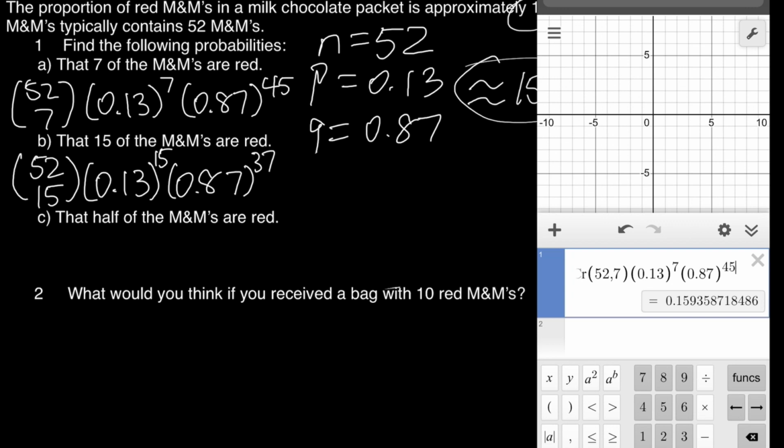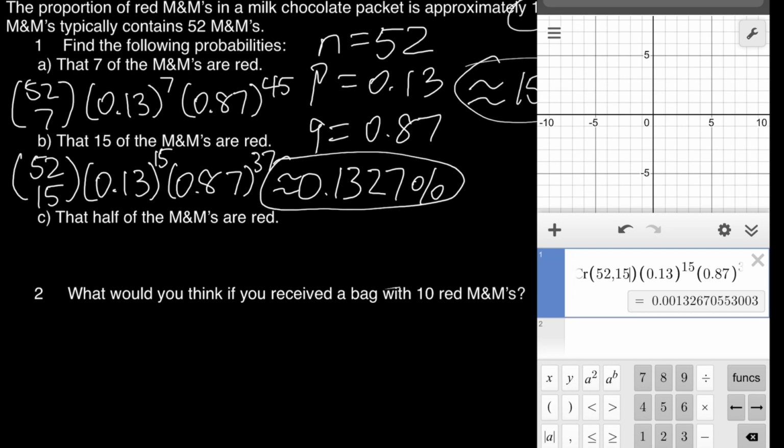So we just have to punch that into the calculator here. And we get this decimal, and if we move the decimal point right by 2 digits, we get the percentage, which is approximately equal to 0.1327%. That would be your answer to part B.